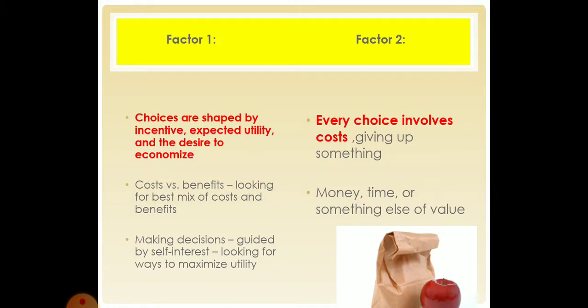Let's have factor 1 and factor 2. Choices are shaped by incentive, expected utility, and the desire to economize. What does it mean? I have costs versus benefits, looking for the best mix of costs and benefits. What should I do? What should I take and what should I sacrifice? Making decisions guided by self-interest, looking for ways to maximize utility.